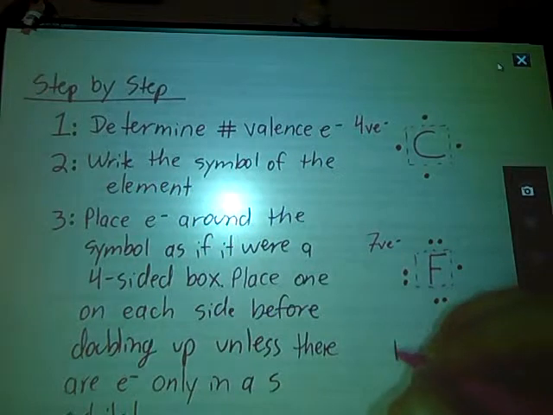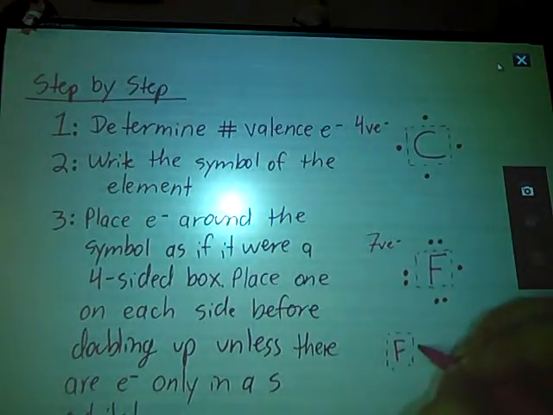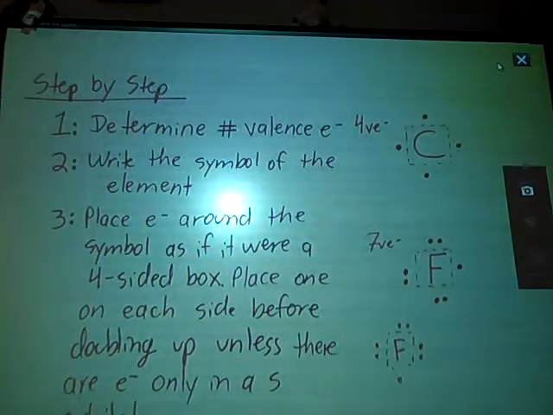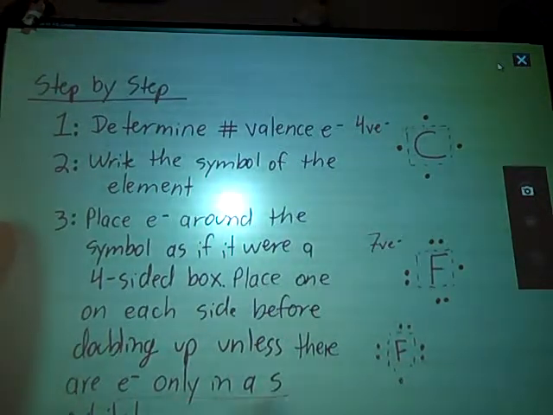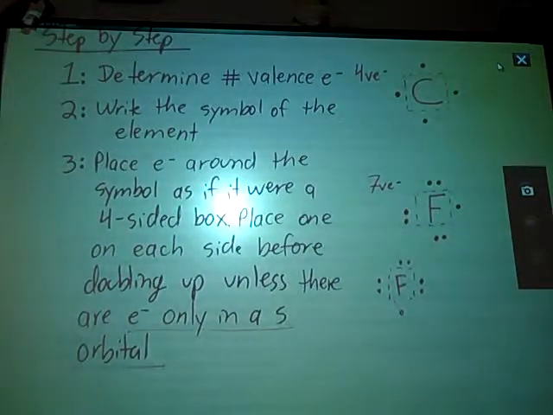Again, if you started on a different side, that does not matter. So if we had started over here, that would have put my lone electron on the bottom. Both of these structures are completely valid. You can do either. The only exception to this going around rule is an instance where we have electrons only in an s orbital. So only from that s block.